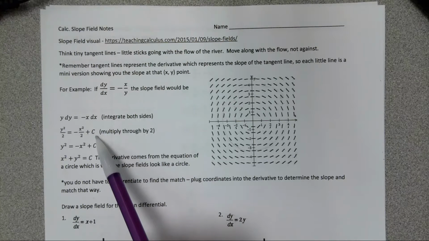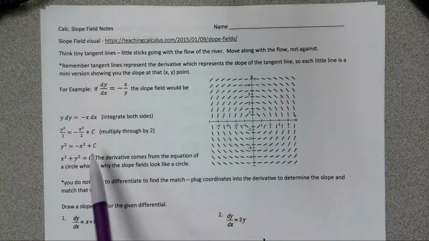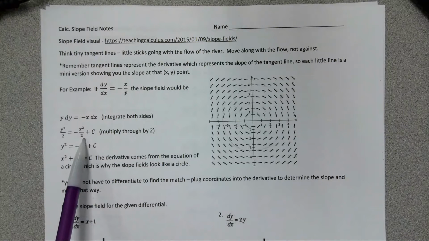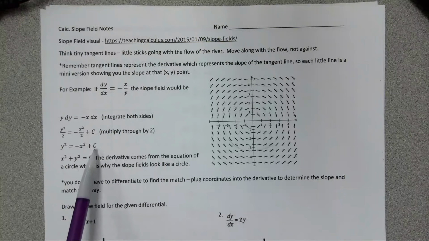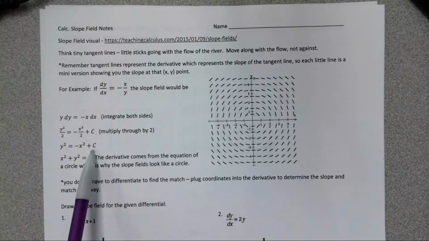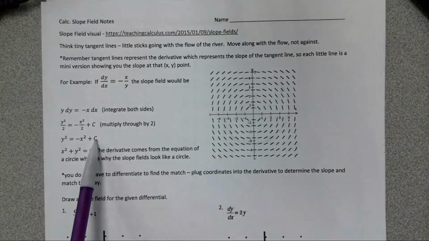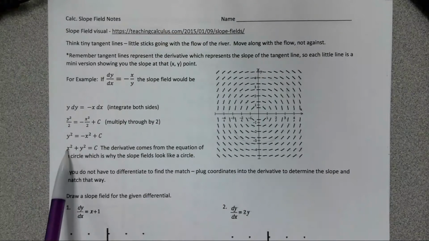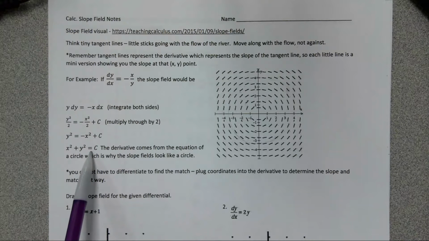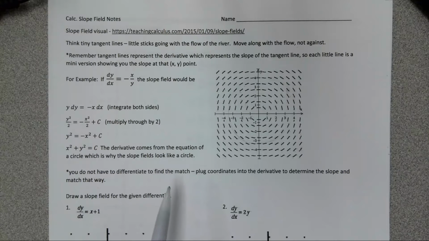Now, we want to know what this thing looks like. We'll multiply the whole thing through by 2. You don't have to multiply the C by 2 because it's some constant, and some constant multiplied by 2 is still some constant. And then x squared plus y squared equals C, which is just a circle. So the derivative comes from the equation of a circle, which is why the slope field looks like a circle, because the function is a circle.